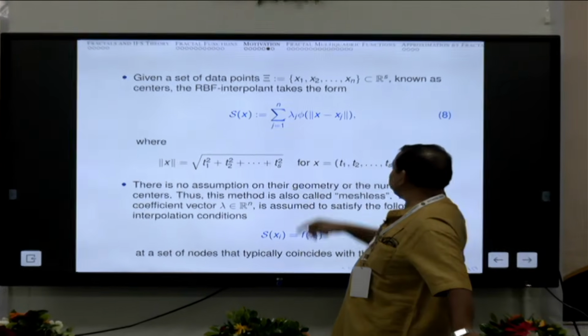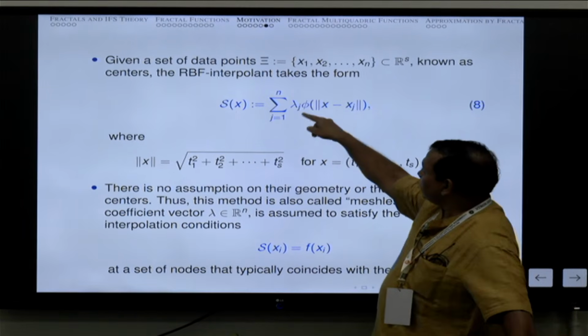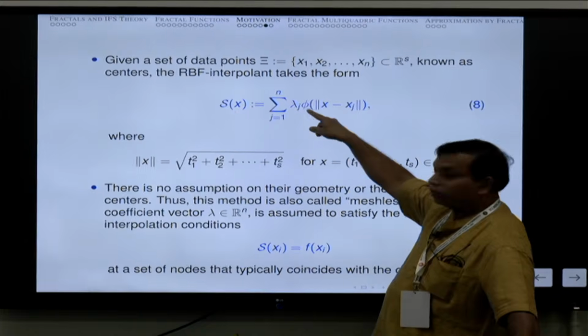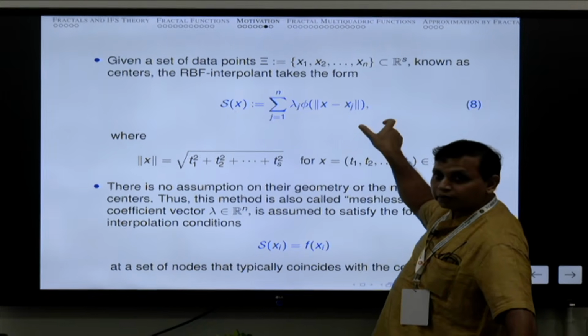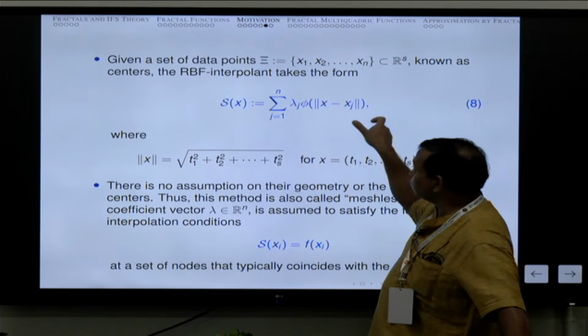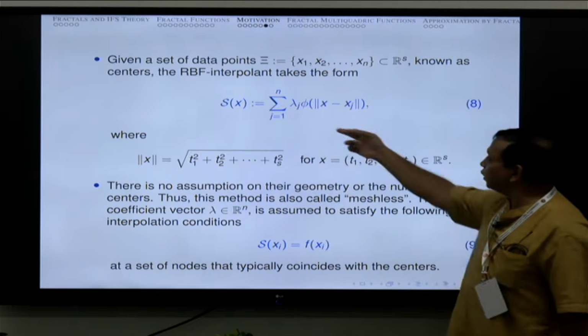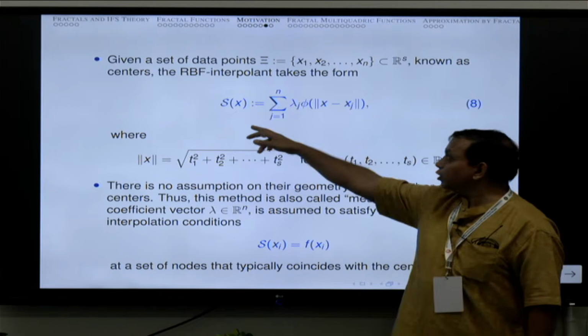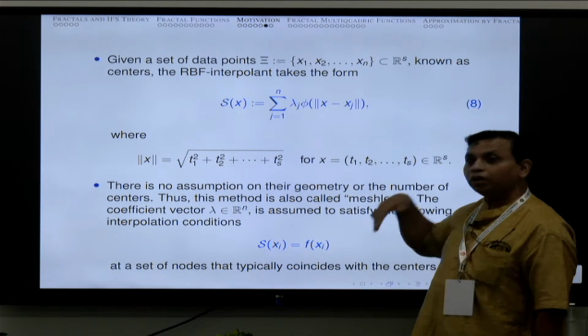So, therefore, you will get a matrix here. Okay. So, impose this condition in order to find the values of lambda j. Okay, I will get a matrix here. So, that is phi of norm of xi minus xj. Okay, now, the question is whether inverse of A will exist or not. If A is invertible, then you will find the lambda j, then you can get the approximation of f(x) by s(x). Okay, that is whether one dimension or higher dimension.